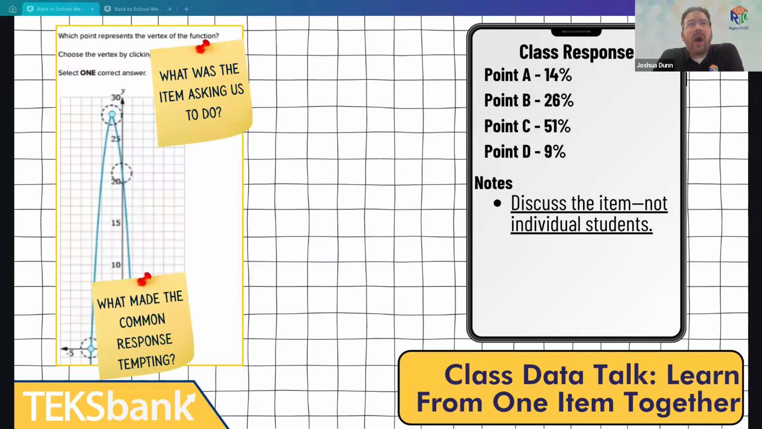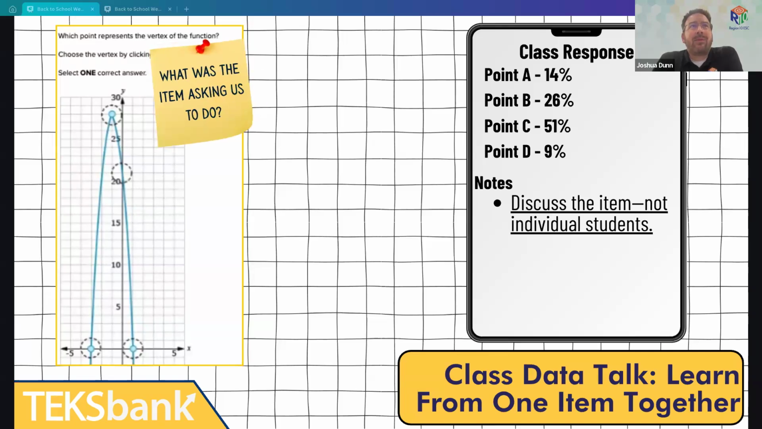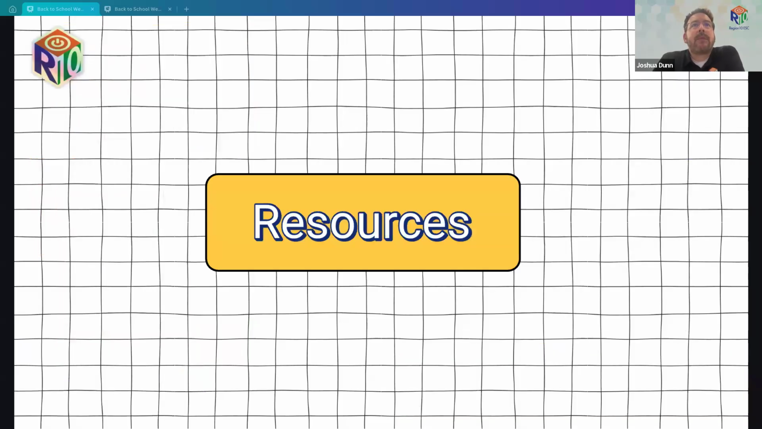Here's a math item. So same kind of thing. It's a hotspot math item, and students have to pick a certain point on a graph. You can see, similarly, they have the same kind of layout of the results. So discuss the item, not the individual students, to really hone in on that. Same kind of thing: what was the item asking you to do? What made the common response tempting? And then what evidence or strategy changes that answer?